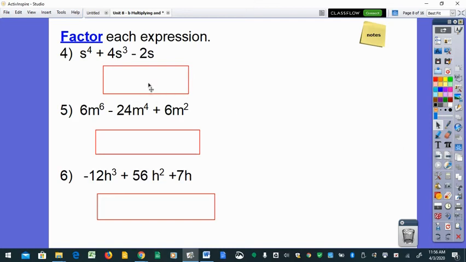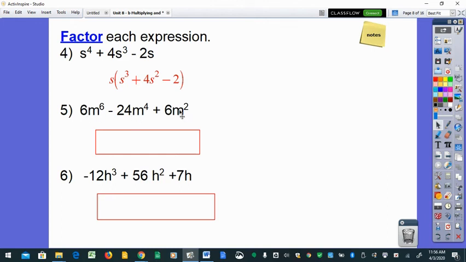Okay, guys, let's see. Our GCF, there is not a number, but there is a variable. So there's going to be 1 factor of s. S times s to the third would give me the s to the fourth, plus 4s squared, and then minus the 2. So you can just have a variable as your GCF.